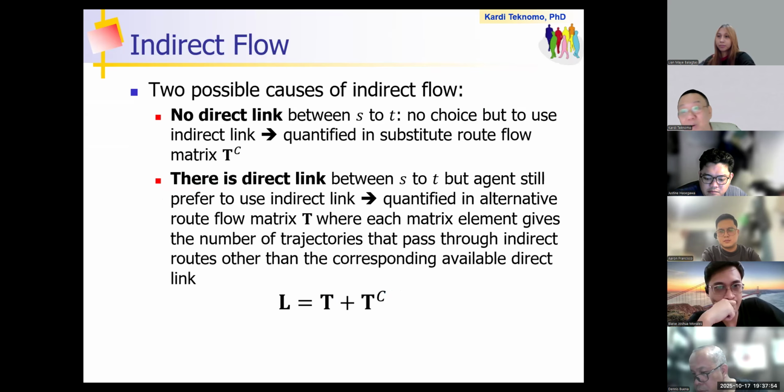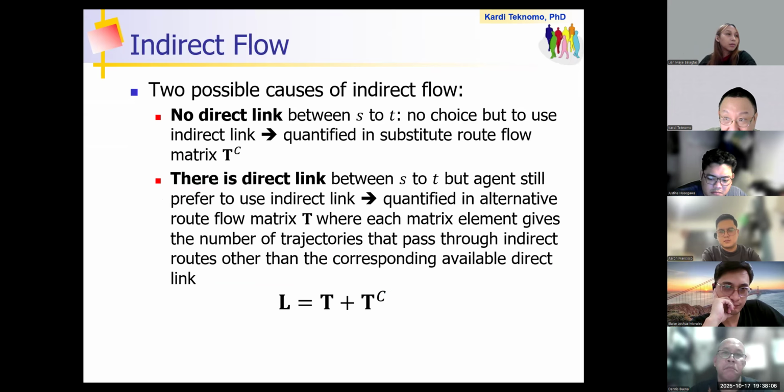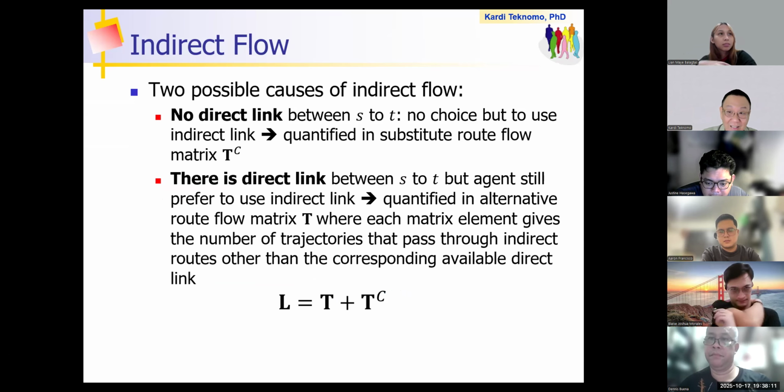So in that case, you have two possible causes of indirect flow, right? One is, I have the flow, but there is no direct link between the two. The other one is, there is a direct link, but there is still indirect flow. That's strange. Okay. So that's why it's called complement.